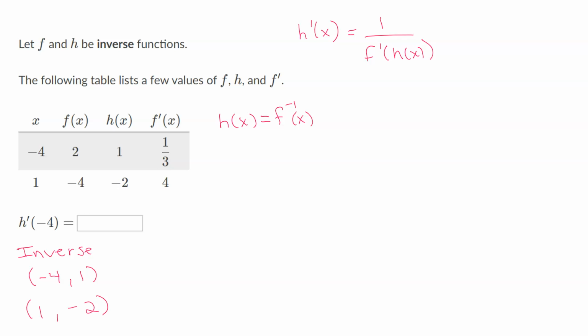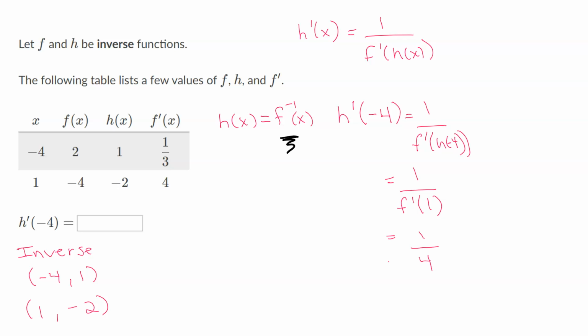So we're considering h prime of -4. That's going to be 1 over the derivative of f at h of -4. What's h of -4? Which is 1. And the derivative of f at 1 is 4. So we've got 1/4.